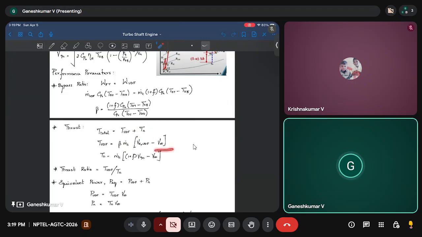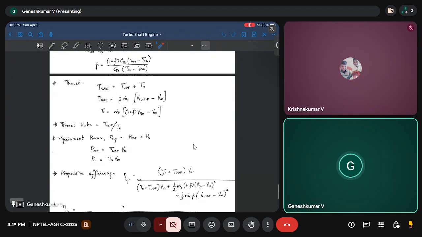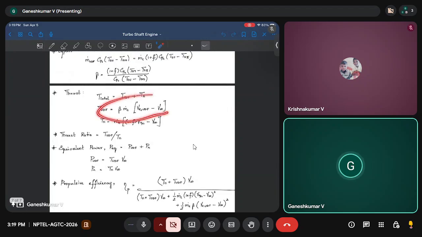Okay, so this is the total thrust. V E minus V infinity is the unducted fan's thrust, and I need not explain how the thrust comes for the nozzle. So that is the total thrust. Finally, the thrust ratio is also one of the parameters people look at, which is nothing but the thrust through the unducted fan divided by the thrust through the nozzle.